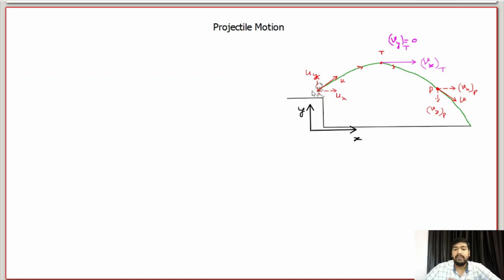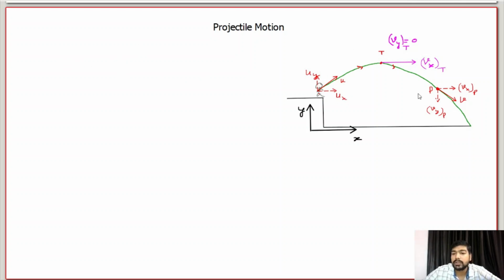We have just seen three points here: the initial point, the topmost point, and some point p in the middle. We have seen the direction of velocity by which we can divide this velocity in two dimensions. Okay, clear?